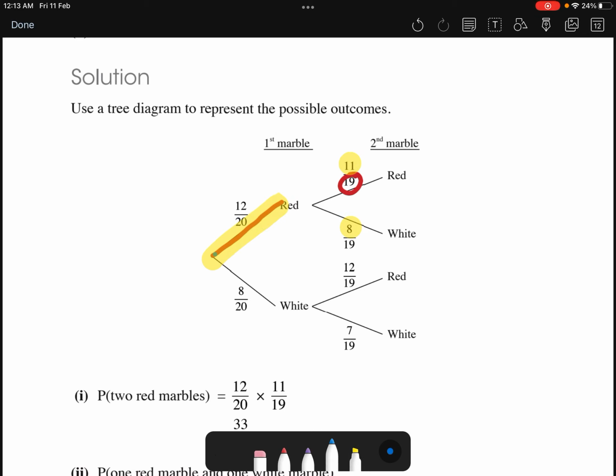So now you move on to the white marble. If the first choice is white marble, then the second choice is red marble. First choice white marble, so the red marble shouldn't be reduced, right? Should still be 12. So of course, if the first choice you choose white, the second choice is white, right? Means that you must reduce by 1. So this is the tree diagram.